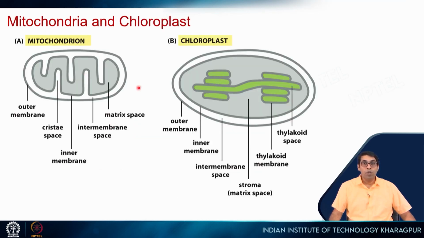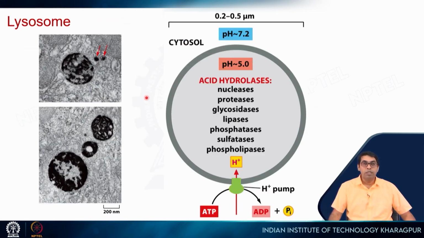Then there are mitochondria and chloroplast. I am not going to discuss much about this because I will talk about them in more detail when I talk about respiration and photosynthesis. These are the energy producing organelles, or the powerhouse of the cell. You can also think of them as the kitchen. This is where energy is produced, and I will talk about these organelles in more detail in a week's lecture.